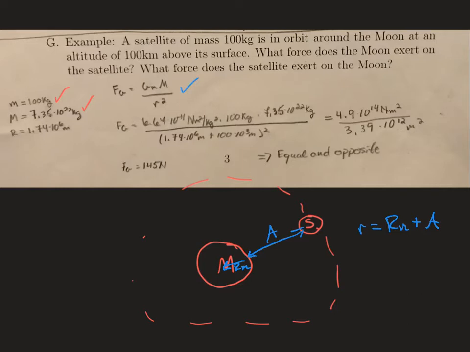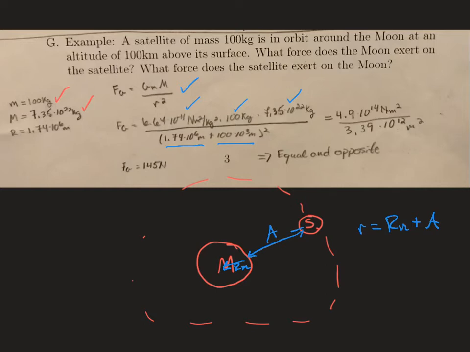So you see we're using our gravitational force equation here. I plugged in the gravitational constant, the mass that is experiencing the force, which is the satellite, the mass that is exerting the force, which is the mass of the moon, and then the distance from center to center, which is going to include both the radius of the moon and the altitude.